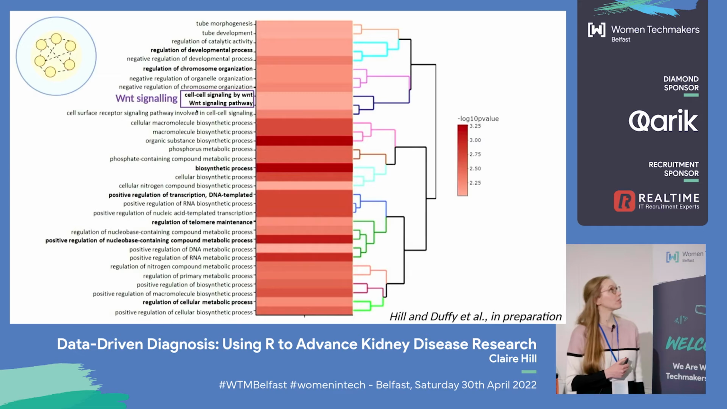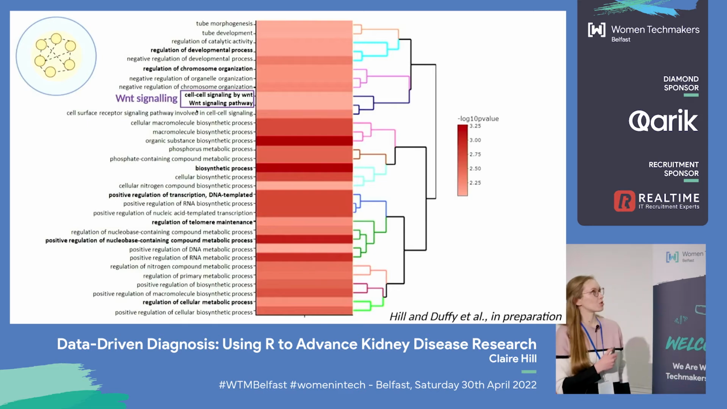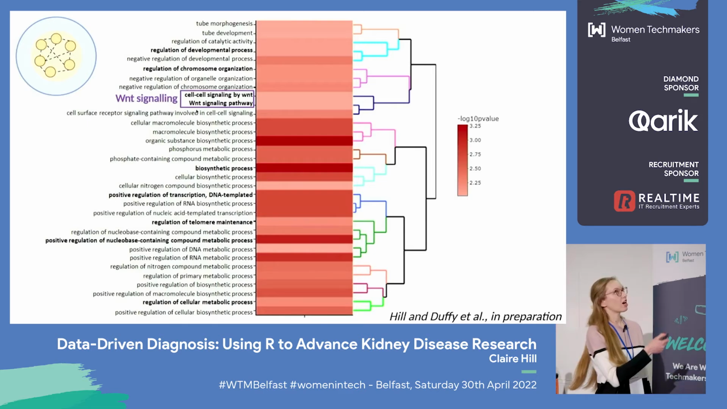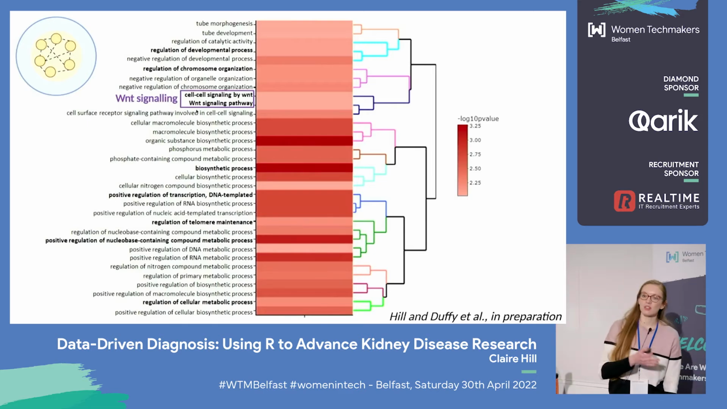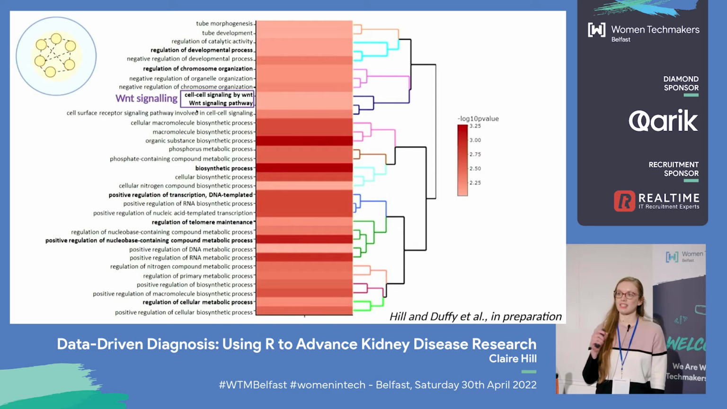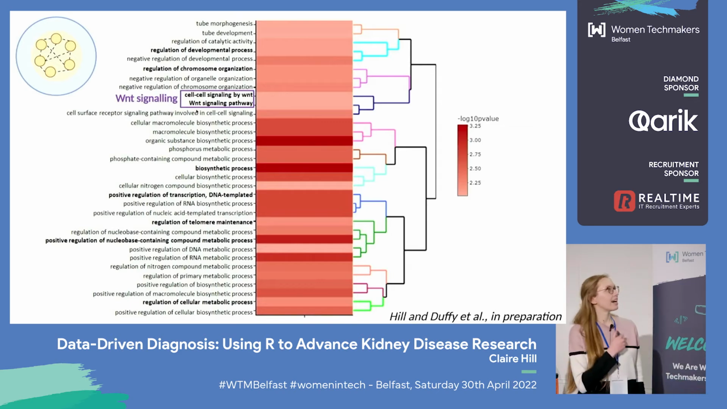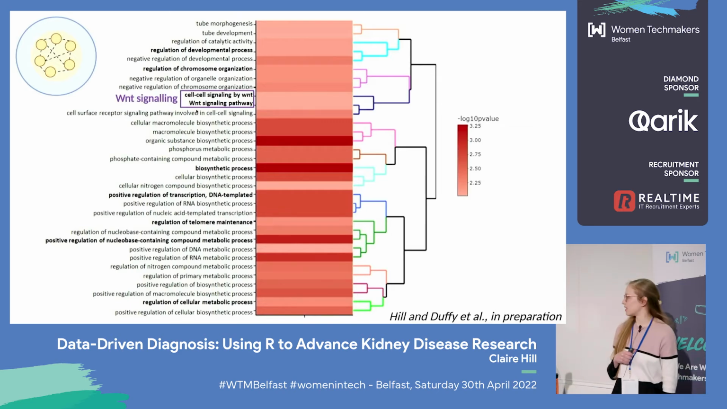So this is an example of the heat map that we get out. I don't expect you to read all the info on there, but what's really great is it has the color-coded heat map, which shows you how significant the hits are. It's clustered your significant gene ontologies together, so you don't have to read each individual line. You get an idea as you go. And I've highlighted one, which was Wnt signaling.